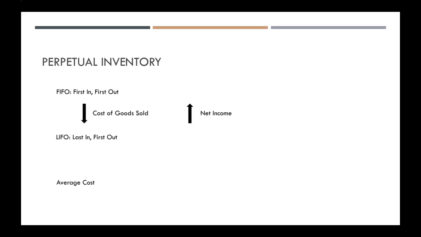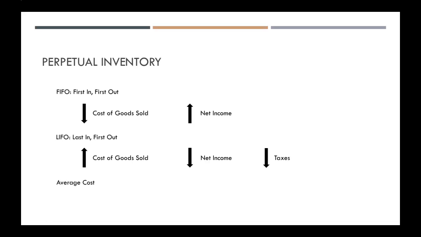LIFO is last in, first out. So the last piece of inventory that you just purchased is going to be the first one that you sell. Under LIFO, we have a higher cost of goods sold, which will bring down our income. A company would be interested in this setup because lower net income means lower taxes. So there are pros and cons for both FIFO and LIFO.